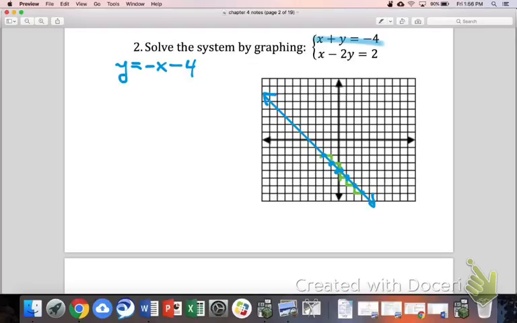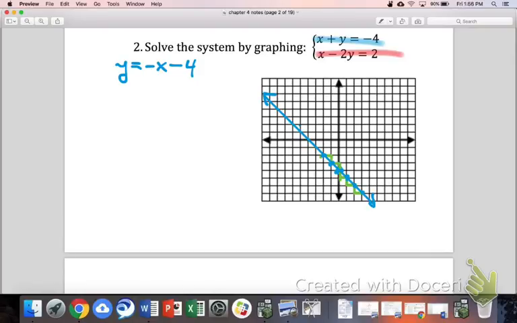This is good review, right? This is something you need to be really good at for Monday, so hopefully this is helpful. The other line I'm going to use red. Is that in slope-intercept form right now? It's not. Absolutely not.